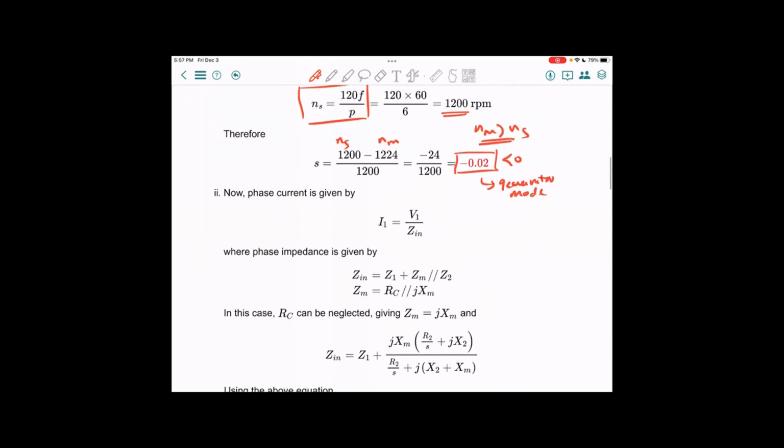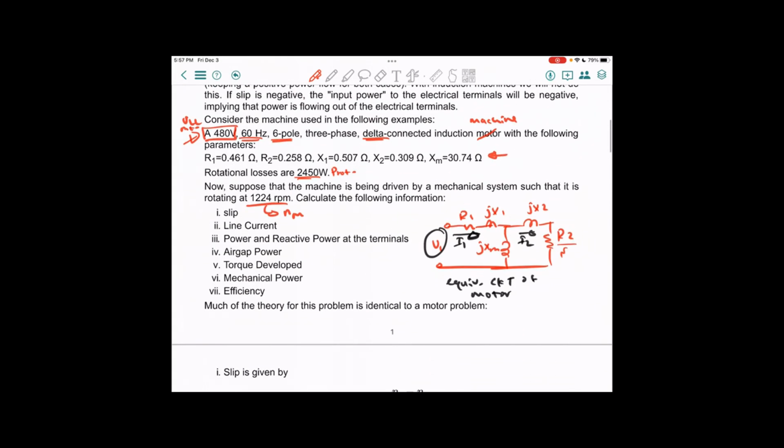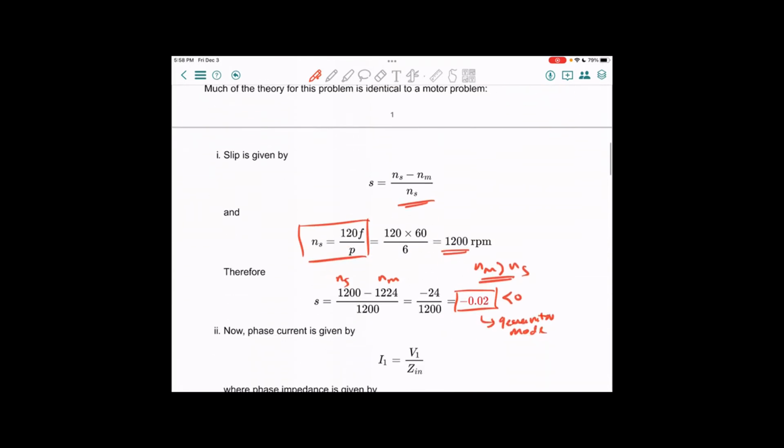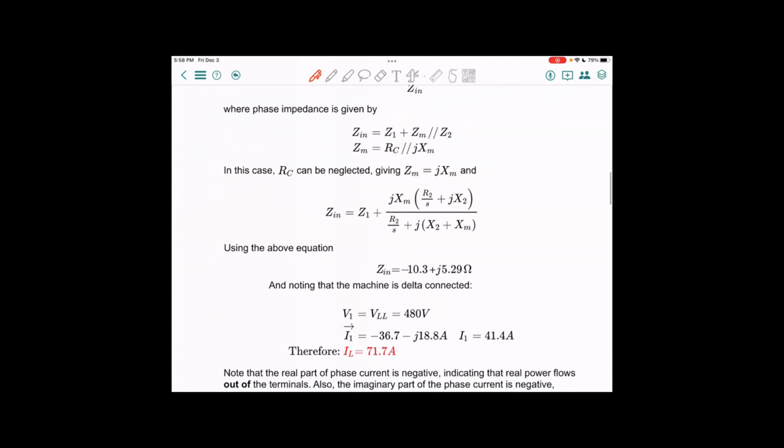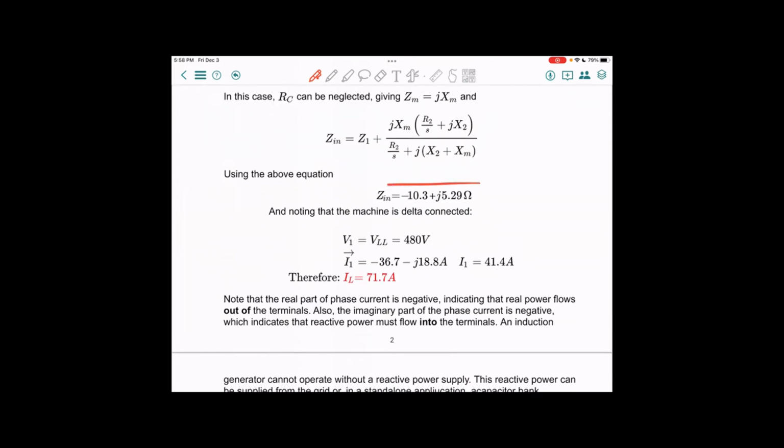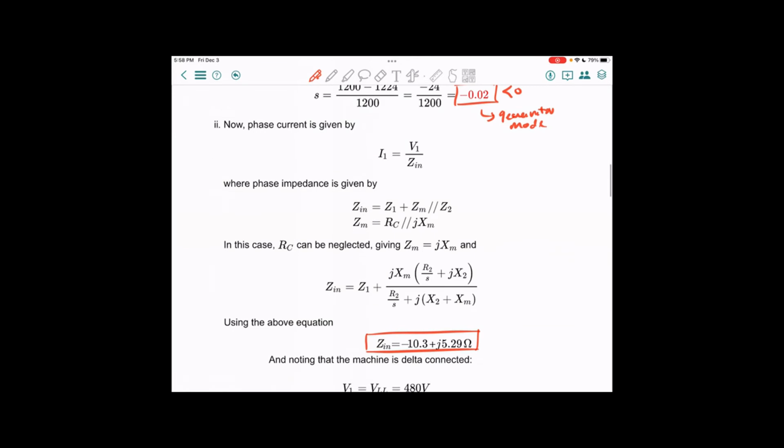To calculate the current, just go in the same way. You plot the slip here, R2 over s. I'll leave it negative because the slip is negative. You calculate the total impedance of the circuit normally, and just divide the voltage V1 by the total impedance, and you'll find the current. If you want to calculate the impedance, you will find it like that. The current is basically V1 over the total impedance. Call it the input impedance or total impedance, whatever you want.